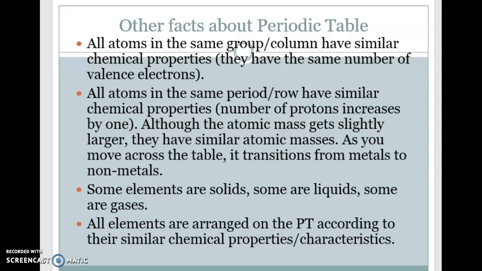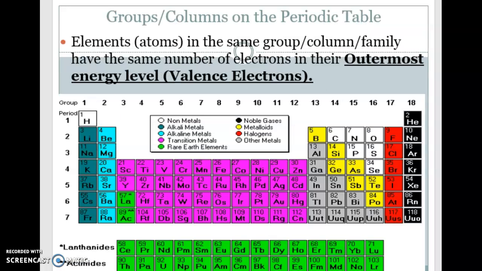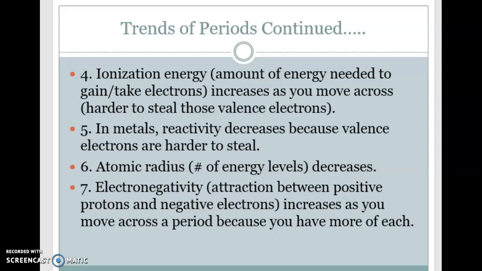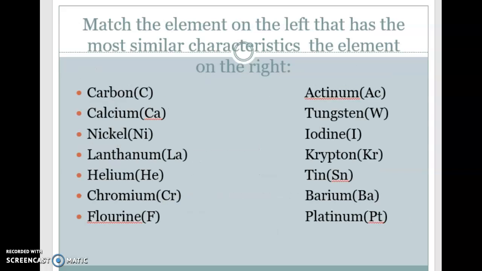So just some other facts. All atoms in the same group or column have similar chemical properties because they have the same number of valence electrons. All atoms in the same period or row have similar chemical properties because they have the same number of energy levels. Although you will notice as you go across a period that the atomic number, or the number of protons, increases by 1. And the atomic mass gets slightly larger as well.